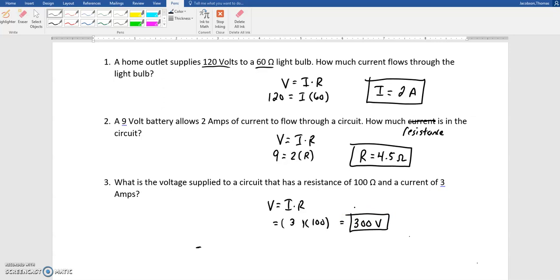So that's all I want to do today. Go back and rewind if you missed anything, and go ahead and then use this to complete the Ohm's Law worksheet that I've put in Canvas, and let me know if you have any questions. Thank you.